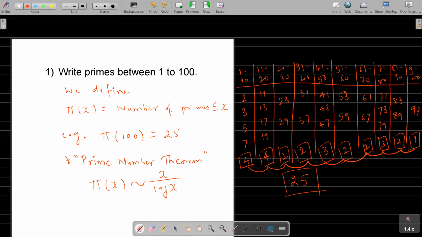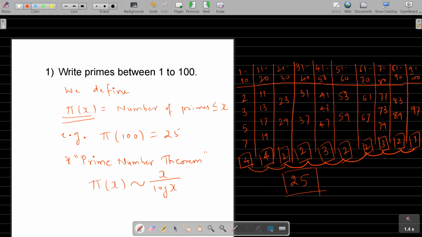3.14 into 100 is 314, right? No, this is not pi into x. This is not pi into 100. We have defined this function: pi of x is equal to the number of primes less than or equal to x. So for example, pi of 100 is the number of primes less than or equal to 100, which we have just calculated to be 25. It's not pi into 100.